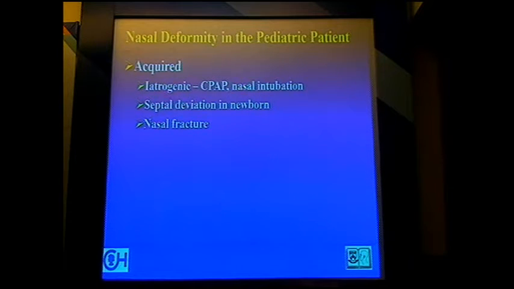Iatrogenically, there are infants that require CPAP or the nasal cannula. Sometimes the nasal cannula is too tight and it actually starts eroding away the columella, or nasal CPAP causes a pressure effect on the face. The other one is nasal intubation. If they push up on the soft tissue tip, we worry about that as a nasal pressure injury. Sometimes we think of septal deviation in newborns, or nasal deformity from birth trauma.